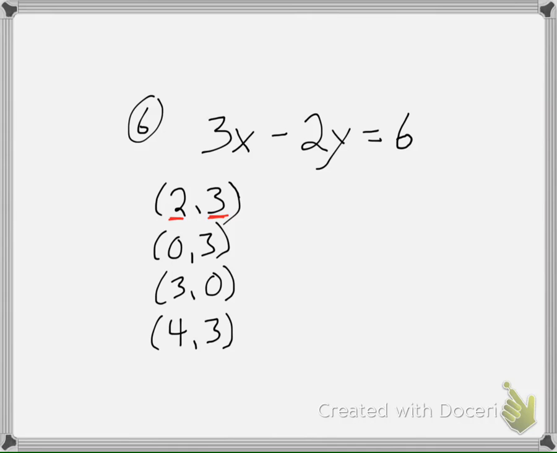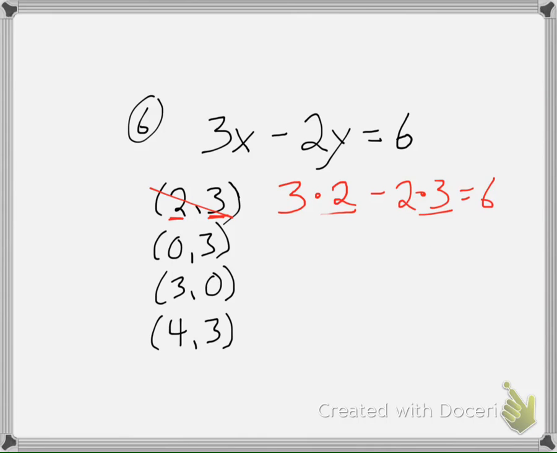So our equation is 3 times x. Well, x in this first expression is 2. Minus 2 times y, which y in the first one is 3, equals 6. Well, let's see. 3 times 2 is 6. And 2 times 3 is also 6. And 6 minus 6 is 0. So does that equal what it's supposed to? No. So we know that one's not the correct answer.